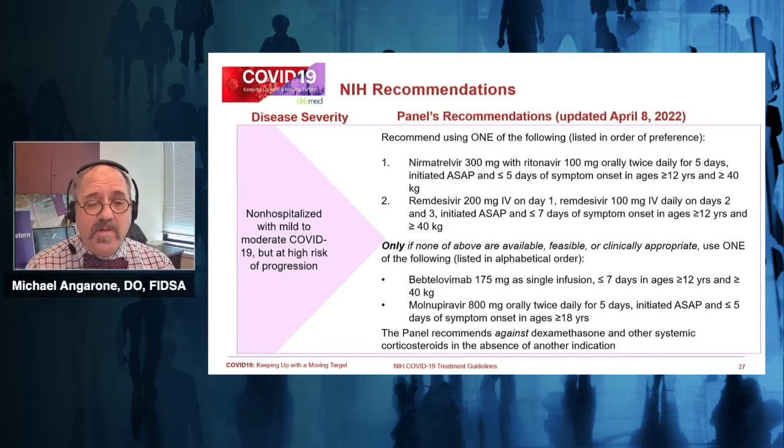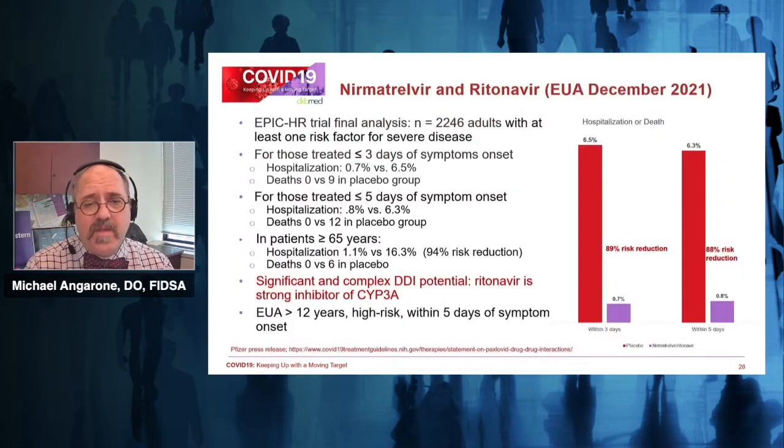I think another important recommendation by the NIH is that dexamethasone or steroids are not to be used for these individuals that have mild to moderate COVID-19 unless it's being used for another indication. So they're not indicated to treat outpatients with COVID. So let's go into a little bit of the evidence for these therapies.